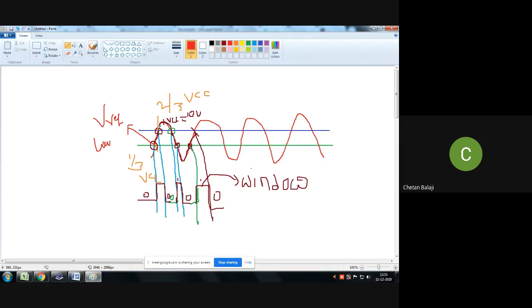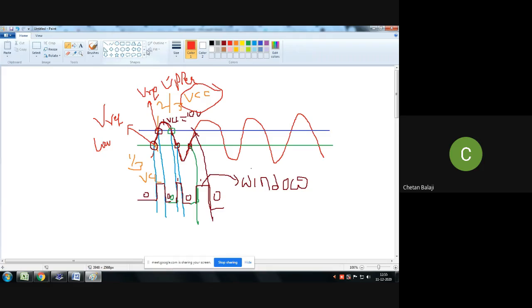Okay, and this point is called V reference upper, because it is the upper voltage. That's it. We will be having two voltages, a lower reference voltage and an upper reference voltage. So what is that reference voltage? That depends upon my VCC.